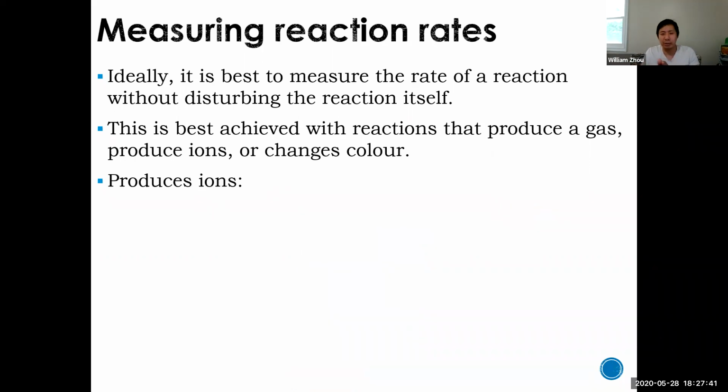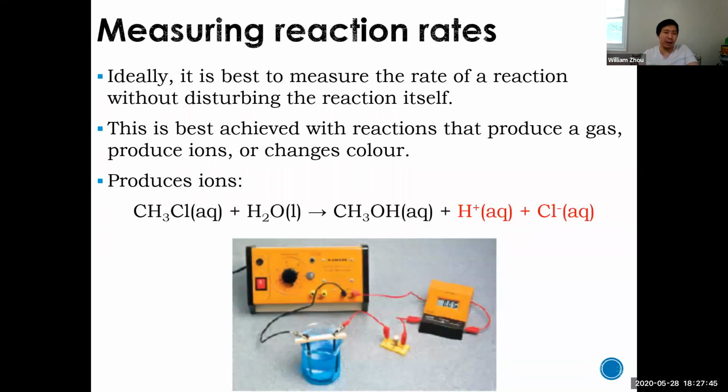The next one is with ions. For which reaction can we just measure the ions? Well, one that produces ions. If your products have more ions than your reactants, or fewer ions than your reactants, my point is they're not the same, then you can measure the rate of change of ions using electrical conductivity. The more ions you have, the better you are as a conductor.